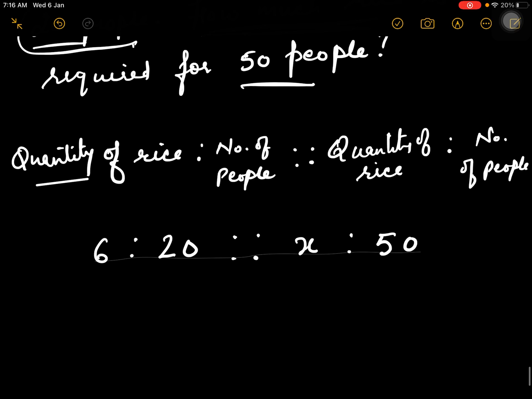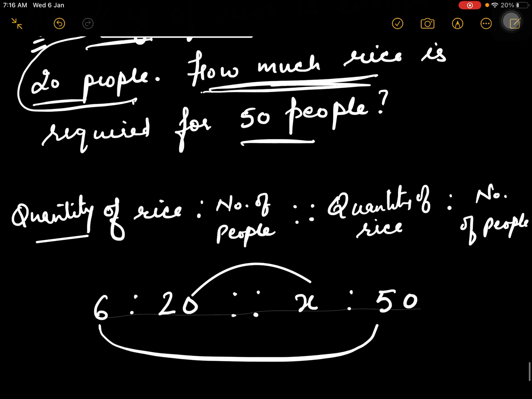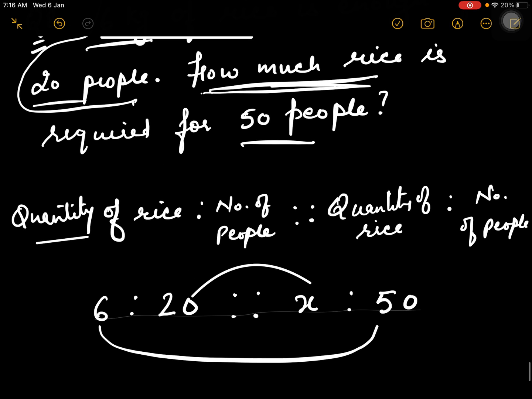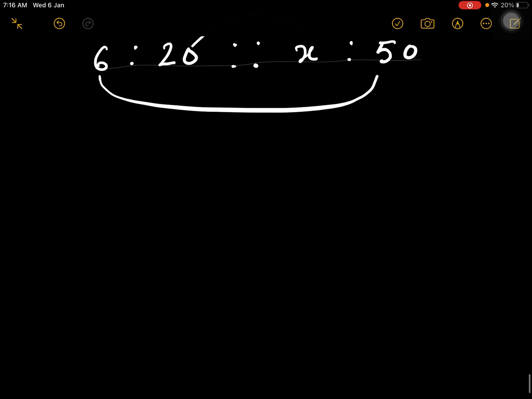Now you have to find the value of x. The product of extremes is equal to the product of means, and this way you can find the value of x, that means you will find the quantity of rice required for 50 people. So complete this question yourself. Then I'll explain question number 9 only, then the rest of the questions you all will solve yourself in homework.